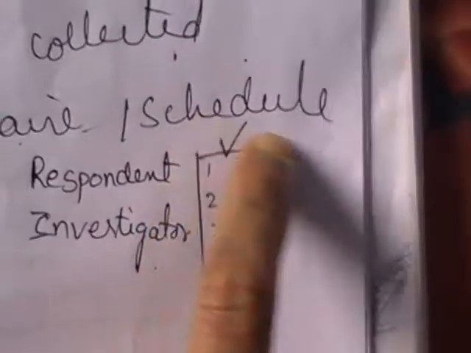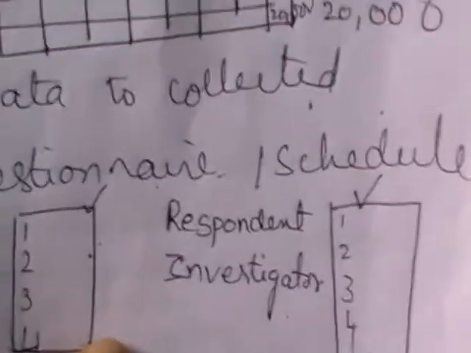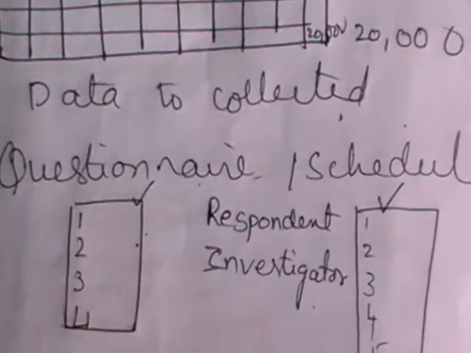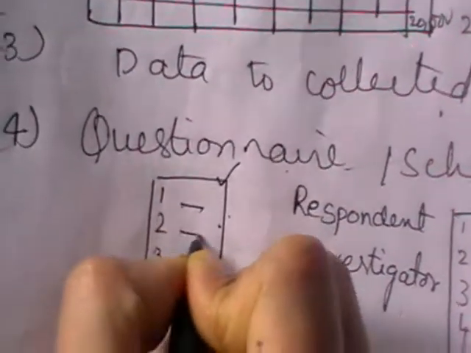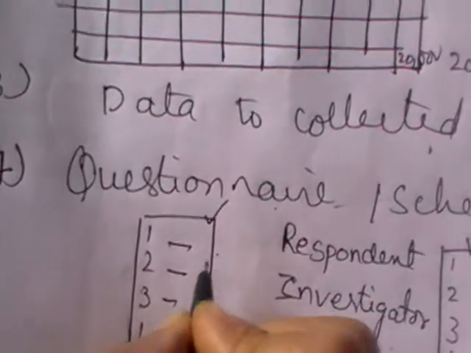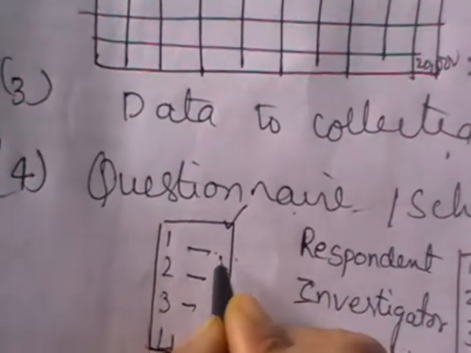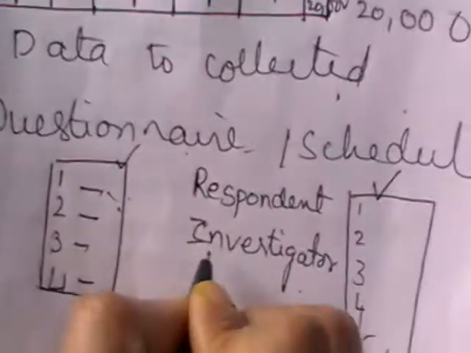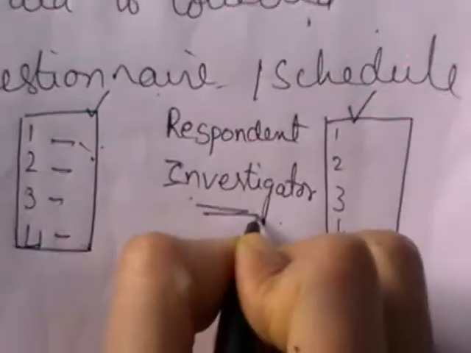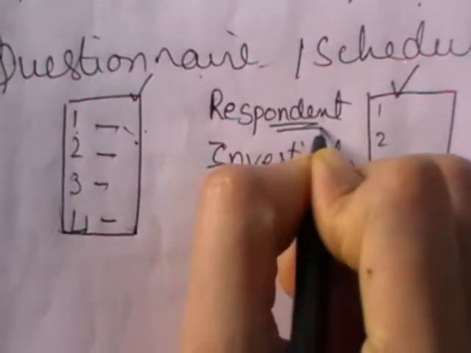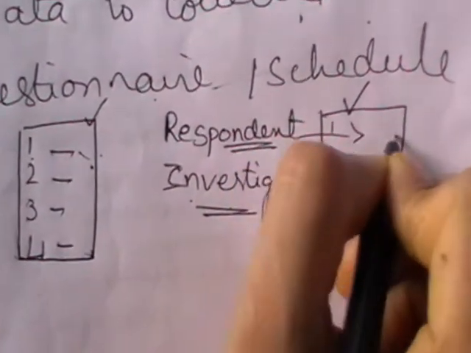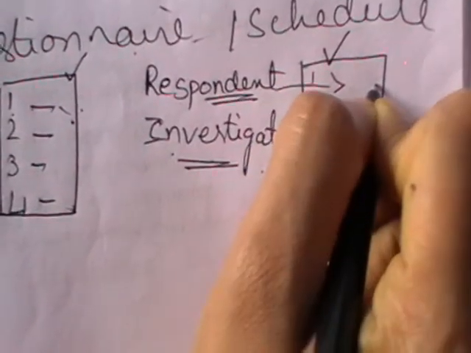So a questionnaire is a list of questions and a schedule is also a list of questions. A number of options will be given in this questionnaire. If these options are filled by the investigator, we call that a questionnaire. If these are filled by the respondent, we call that a schedule.